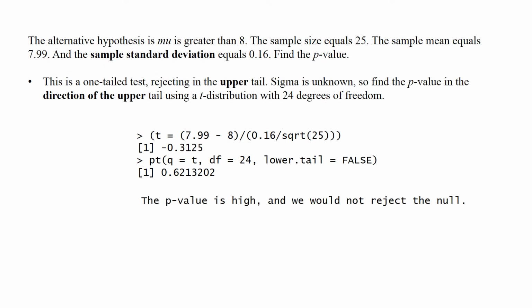In the next example, the alternate hypothesis is mu is greater than 8. The sample size is 25, the sample mean is 7.99, and the sample standard deviation is 0.16. This is a one-tailed test, rejecting the upper tail. Sigma is unknown, so find the p-value in the direction of the upper tail using a t-distribution with 24 degrees of freedom. The calculated value of the test statistic is minus 0.3125, and the upper tail p-value is 0.621. This is a high p-value, so you do not reject the null hypothesis.